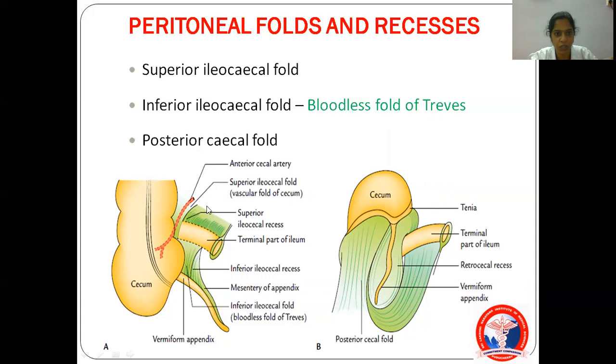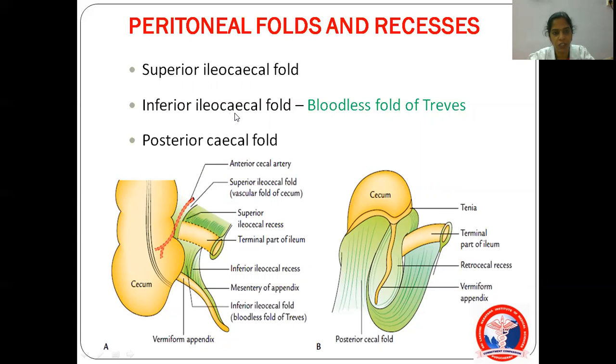In this picture, you can see the superior ileocecal fold. This superior ileocecal fold is seen above the ileum. It connects the cecum with the posterior abdominal wall. So that is the superior ileocecal fold. Under the superior ileocecal fold, there is a space called the superior ileocecal recess. So this is the superior ileocecal fold and superior ileocecal recess.